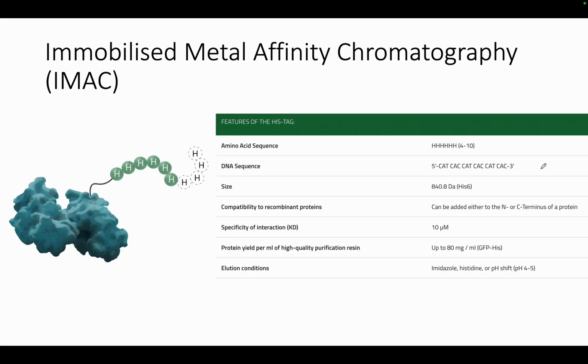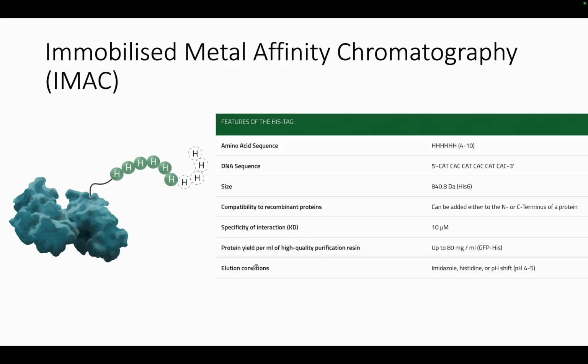This is obviously going to add a little bit of size to your protein, almost 840 Daltons. What happens is that histidine can bind to nickel ions, or not just nickel, but a number of metal ions, as we'll see, and that can be used to purify this protein.